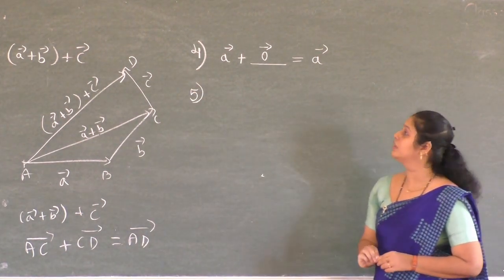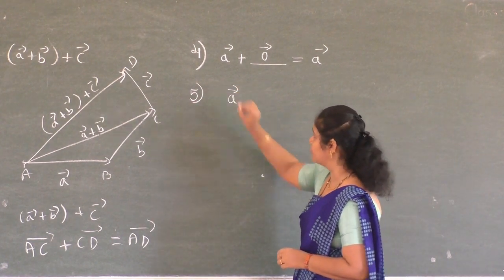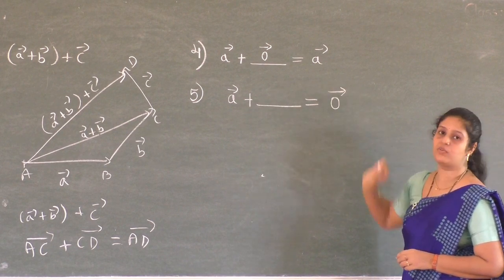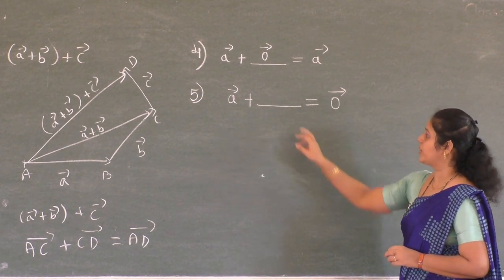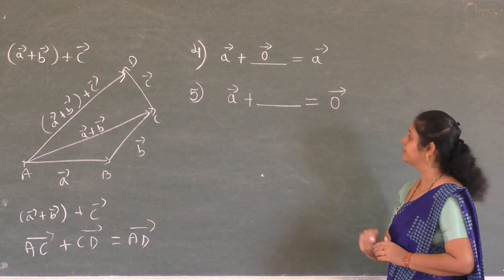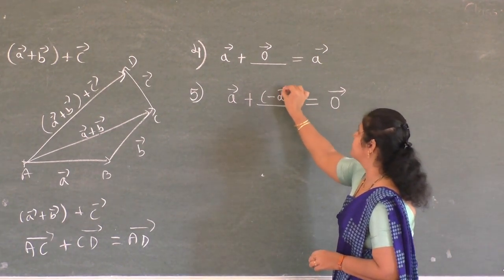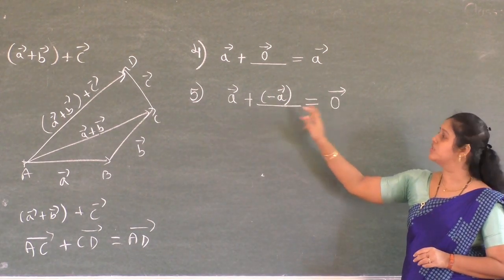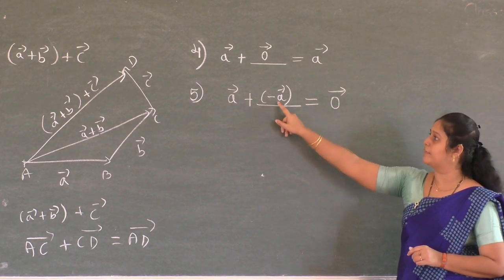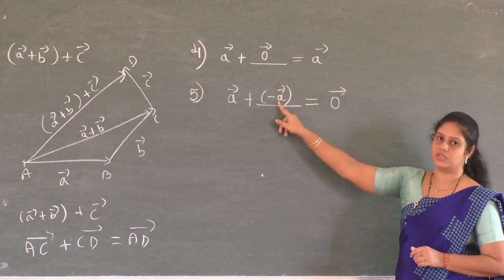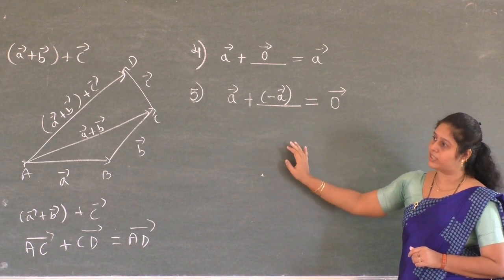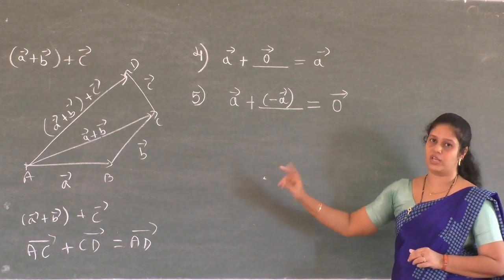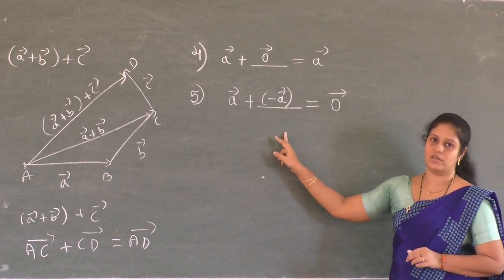Then the fifth property: vector A plus some vector is equal to the additive identity, the zero vector. So which vector do we have to add to get the null vector? We know that we can add the negative vector of vector A. So vector A plus minus vector A gives the null vector. Here the minus vector is called the additive inverse. So these are all the important properties of vectors under addition: closure, commutative, associative, identity, inverse.